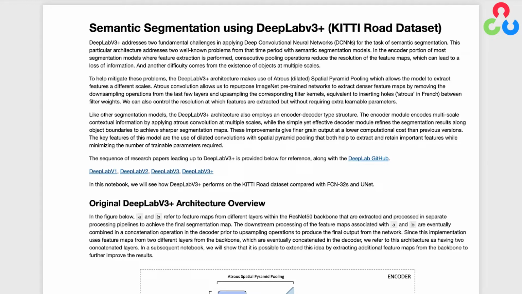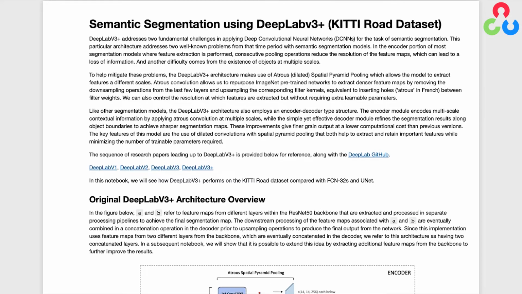Although this architecture is a bit more complicated than the previous models we've reviewed thus far, it still has a basic structure that includes an encoder-decoder type of architecture with main components of feature extraction, one-by-one convolutions, and upsampling operations to reconstruct detailed spatial information to produce the final segmentation map. The key features of this model are the use of dilated convolutions with spatial pyramid pooling that both help to extract and retain important features while minimizing the number of trainable parameters required.